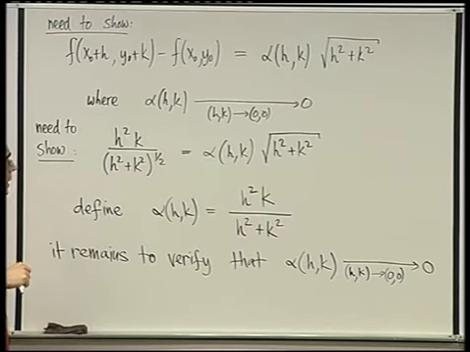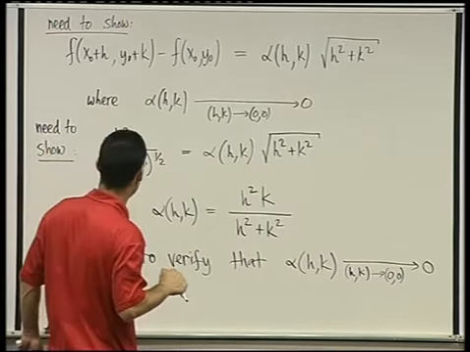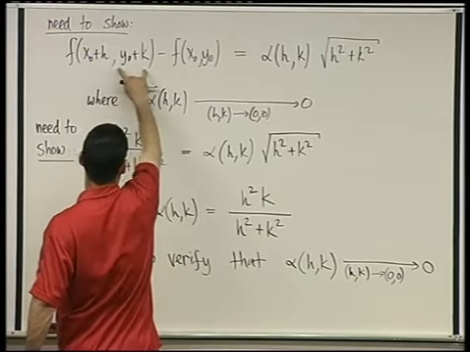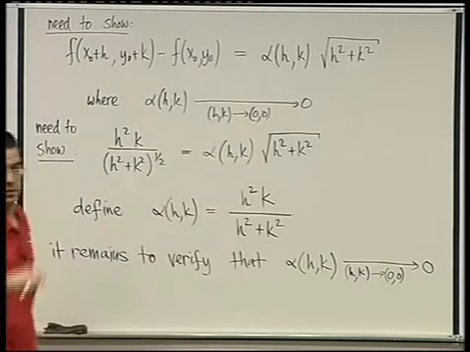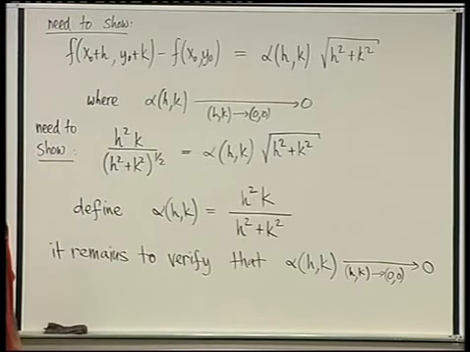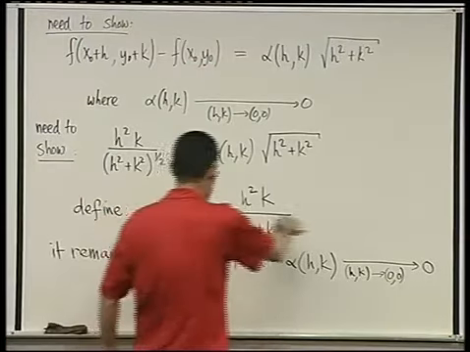So if both h and k are 0, this difference is going to be 0, and you can just take alpha(h,k) to be 0. Okay? How do we calculate limits?